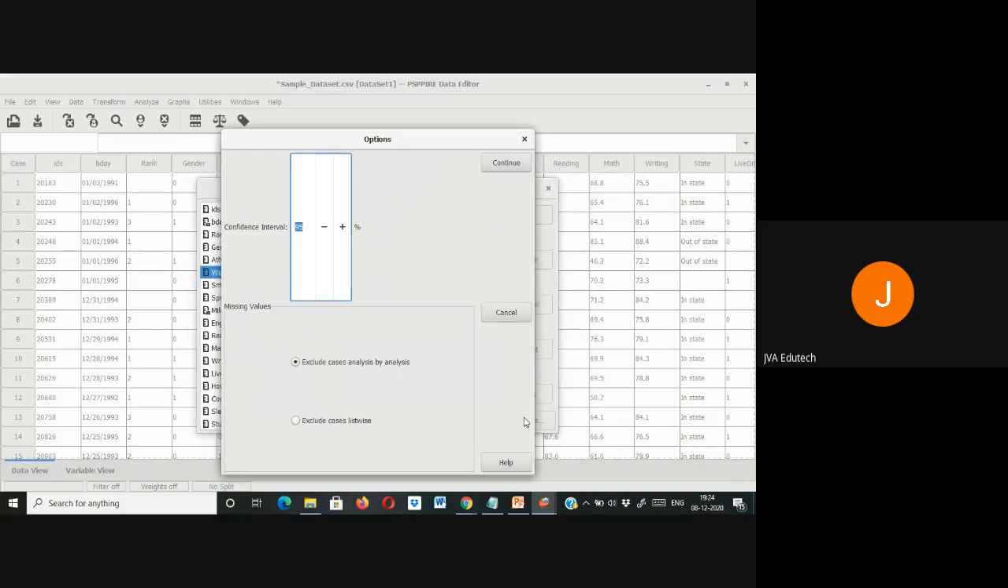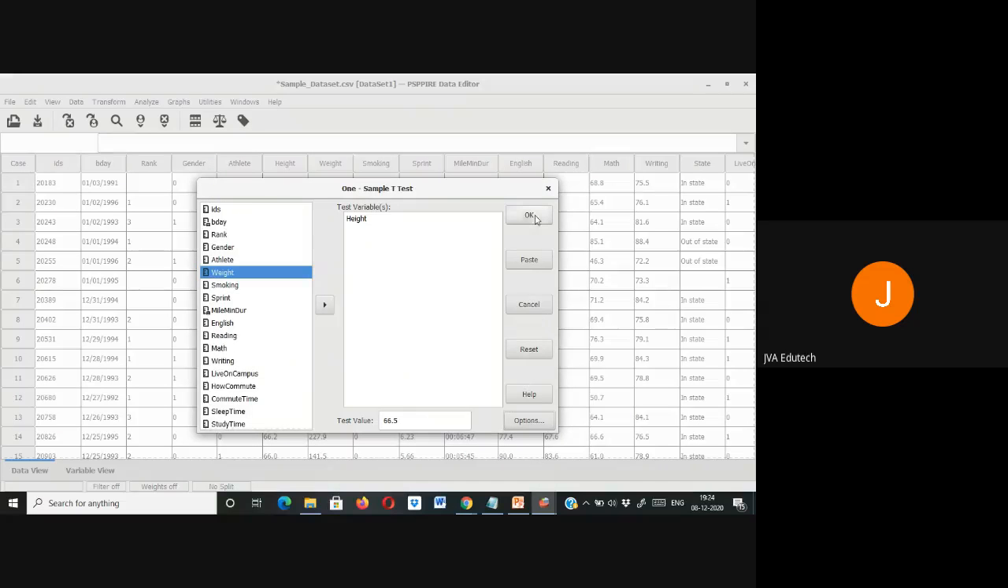Now go to options. By default, the 95% confidence interval is there, a 5% significance level. Exclude cases, because sometimes there might be missing values, so we want to neglect those missing values. This is a data set of 435, some are missing. So select exclude cases analysis by analysis, and continue. Okay.